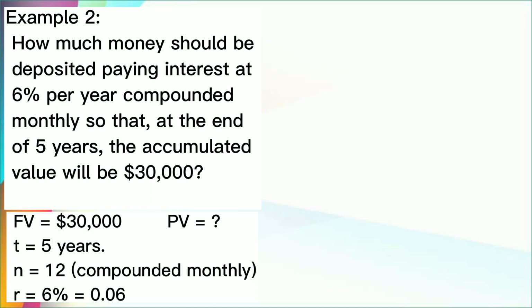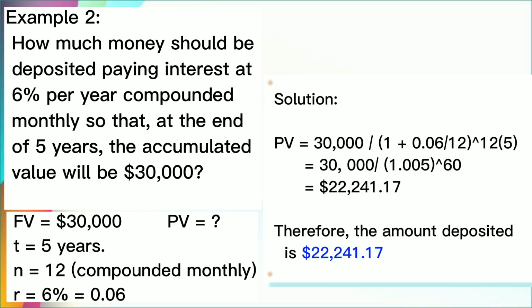Then we're going to substitute all these values in the present value formula. Then we have 30,000 divided by the quantity of 1 plus 0.06 over 12 raised to the power of 12 times 5. Then we have 30,000 divided by 1.005 raised to the power of 60. Then we come up with a result, $22,241.17. Therefore, the amount deposited is $22,241.17.